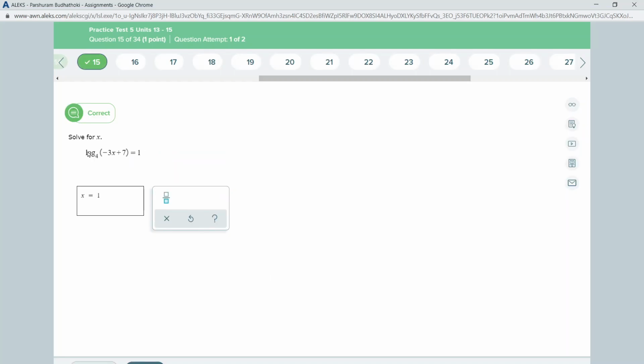So remember, when you solve a logarithmic equation, make sure you find the domain of the log function you are using here. If you have more than one log, then you have to find the intersection of all those domains.